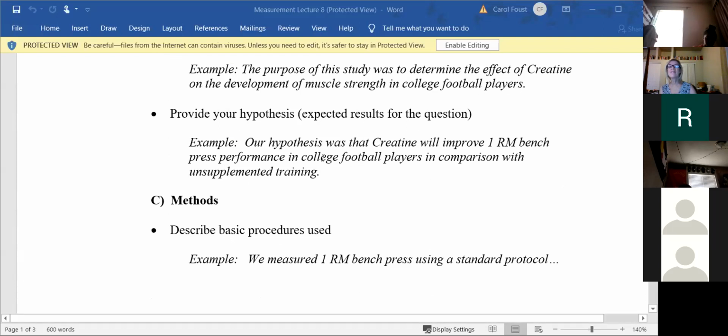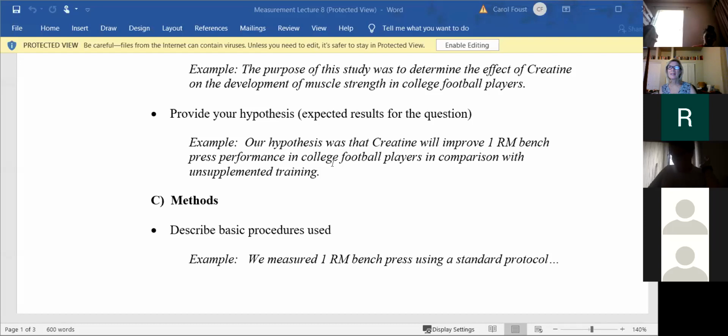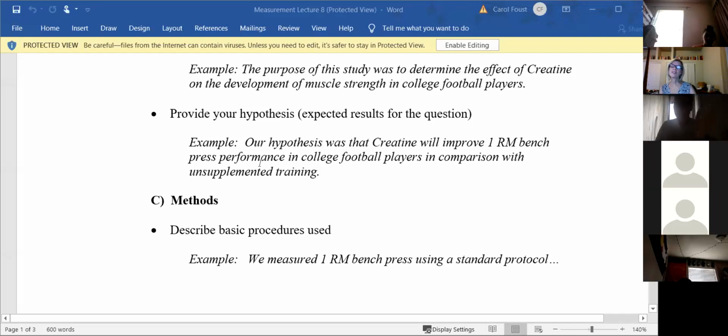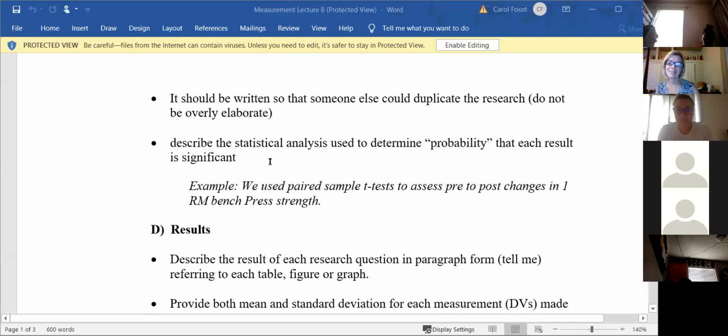If you're looking for an effect or differences, that's always going to be a t-test or an ANOVA. If you're looking for relationships, that's always going to be a correlation. If you're looking for prediction, that's going to be regression. So you have to know what test to run. If you run the wrong test, you're going to get points taken off, because you have to run the right test.